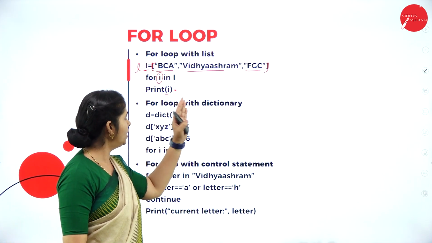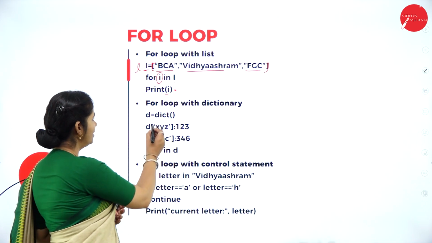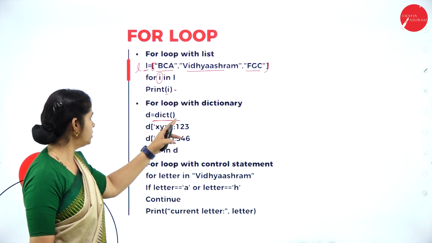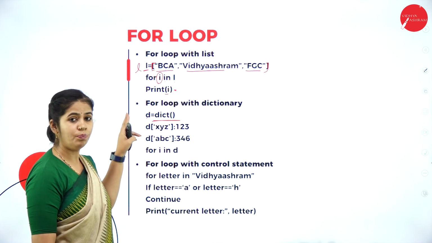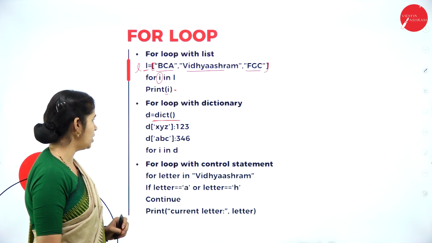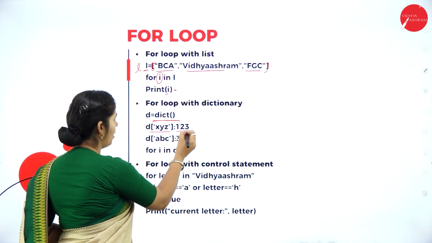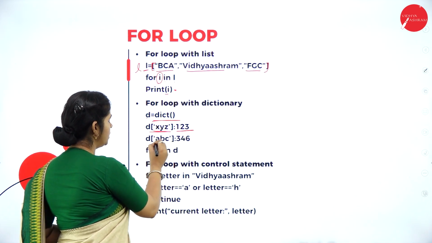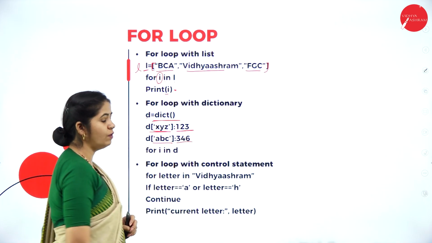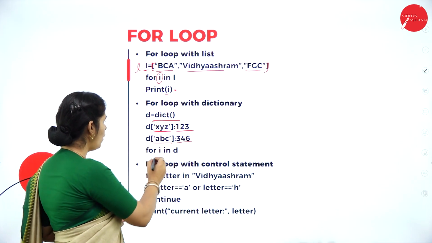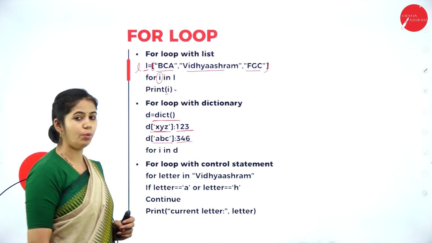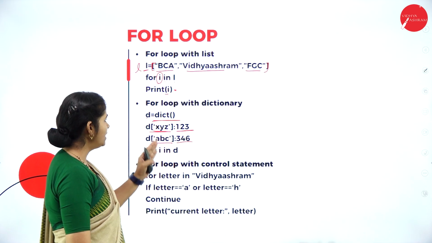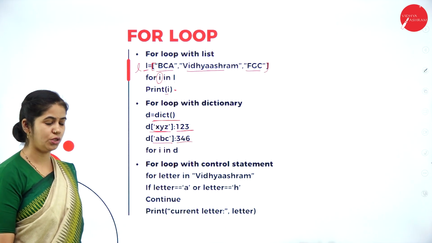For loop with the dictionary. We are using the inbuilt function dict to create the dictionary. D is the dictionary name. I have key and value pairs. XYZ is a key, 1, 2, 3 is a value, ABC is a key, and 3, 4, 6 is a value. For i in D, what will it print? It will print all the keys that are there in the particular dictionary.